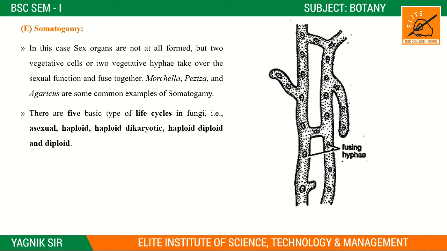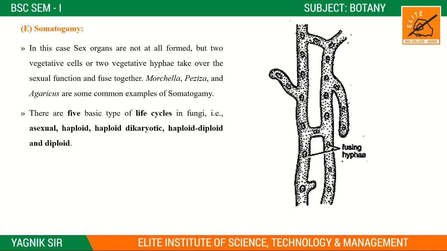Basically, five types of life cycles are seen in the group of fungi: asexual, haploid, haploid dikaryotic, haploid diploid and diploid. So here there are a total of five types. First is asexual; these are different from one another. Haploid means a single nucleus is formed. Haploid dikaryotic means there are two phases of the life cycle, one haploid and another dikaryotic. In the dikaryotic phase, two nuclei are present.